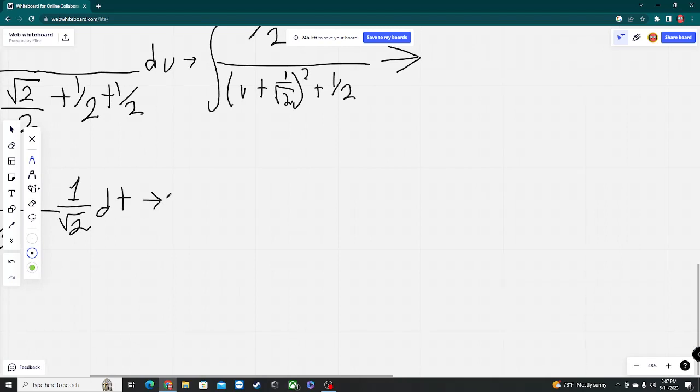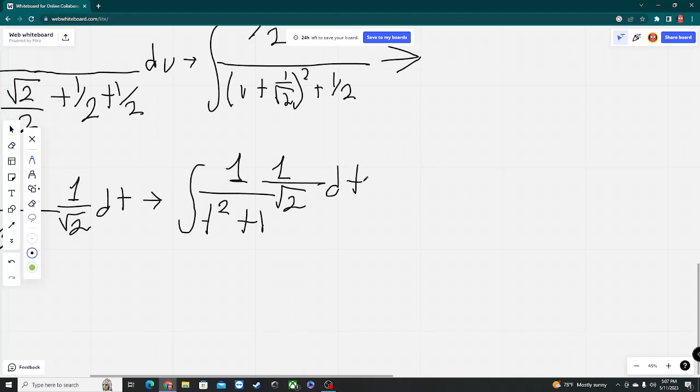Now let's move this again. We have the integral 1 over just our t squared plus 1, square root 2 dt. I didn't mean to write the d there. This also has to move.